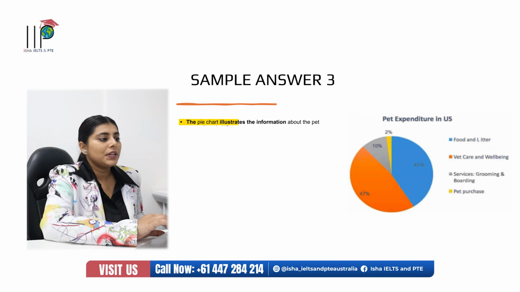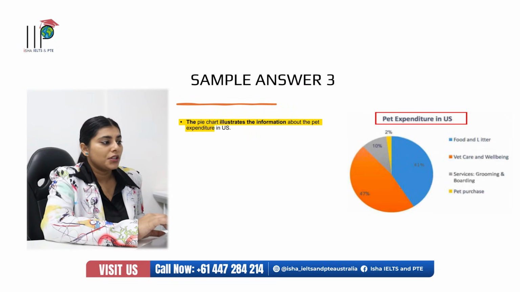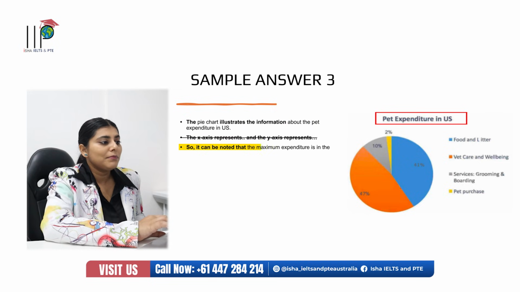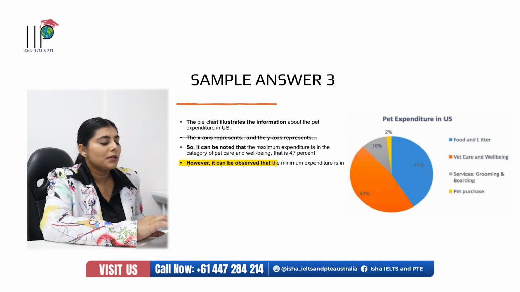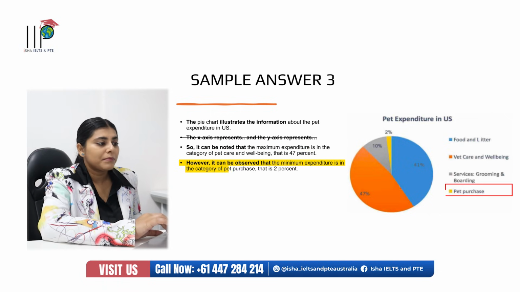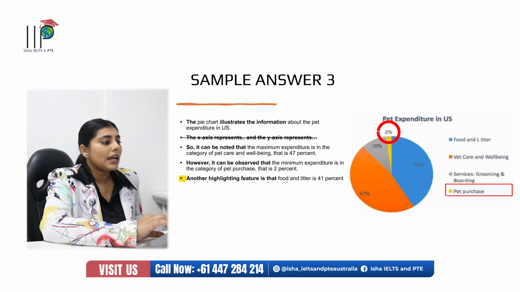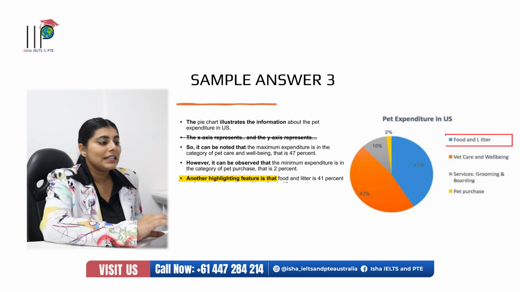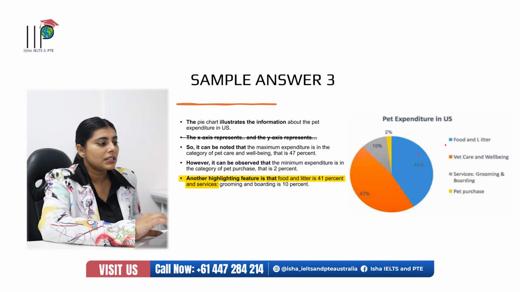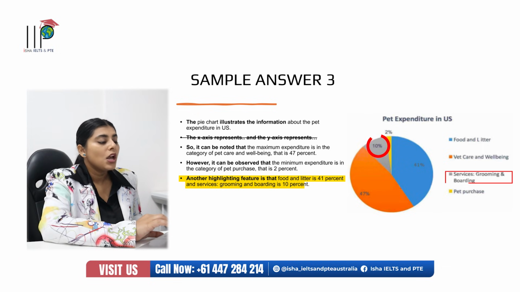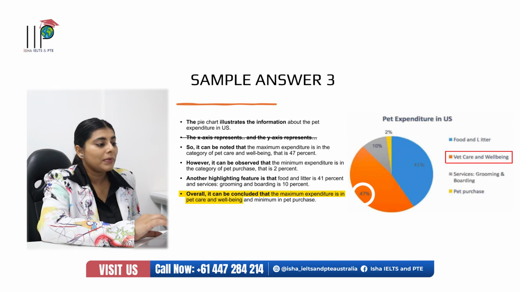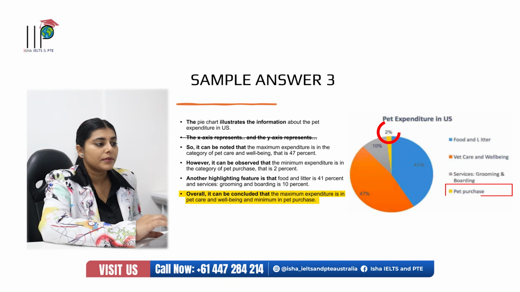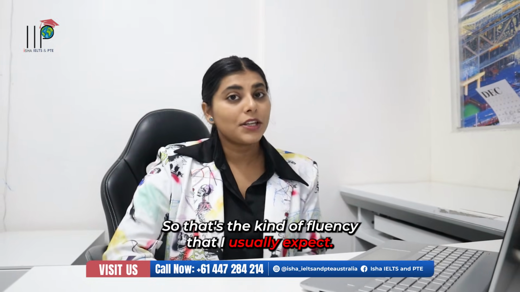The pie chart illustrates the information about the pet expenditure in the US. So it can be noted that the maximum expenditure is in the category of pet care and well-being, that is around 47%. However, it can be observed that the minimum expenditure is in the category of pet purchase, that is around 2%. Another highlighting feature is that food and litter is 41% and services, grooming and boarding is 10%. Overall, it can be concluded that the maximum expenditure is in pet care and well-being and the minimum is in pet purchase. So that's the kind of fluency that I usually expect.